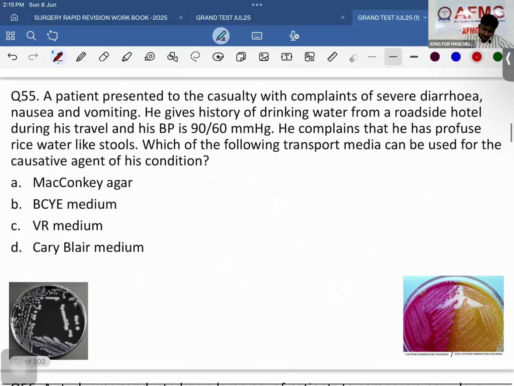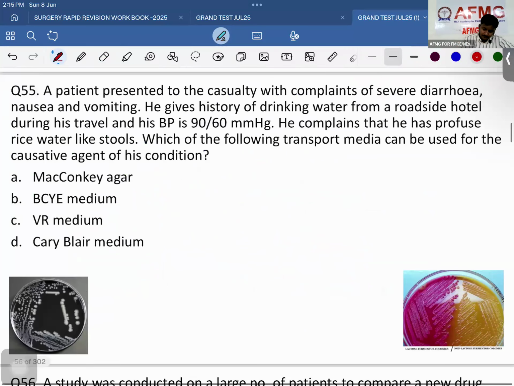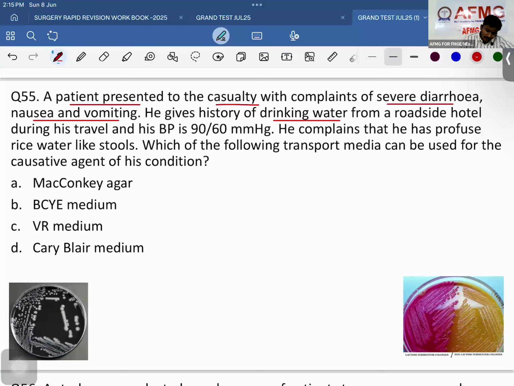Now, if I talk about the next one, question number 55, which states a patient presented to the casualty or to the emergency with complaints of severe diarrhea along with nausea and vomiting. He gives history of drinking water from a roadside hotel during his travel, and the BP of the patient is okay, 90 by 60 millimeters of mercury. He complains that he has profuse rice water like stools. Which of the following transport media can be used for the causative agent of this condition?